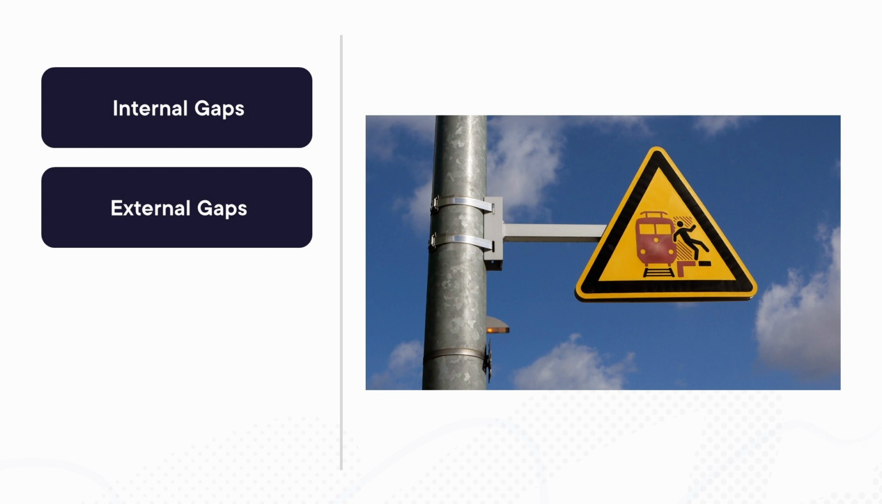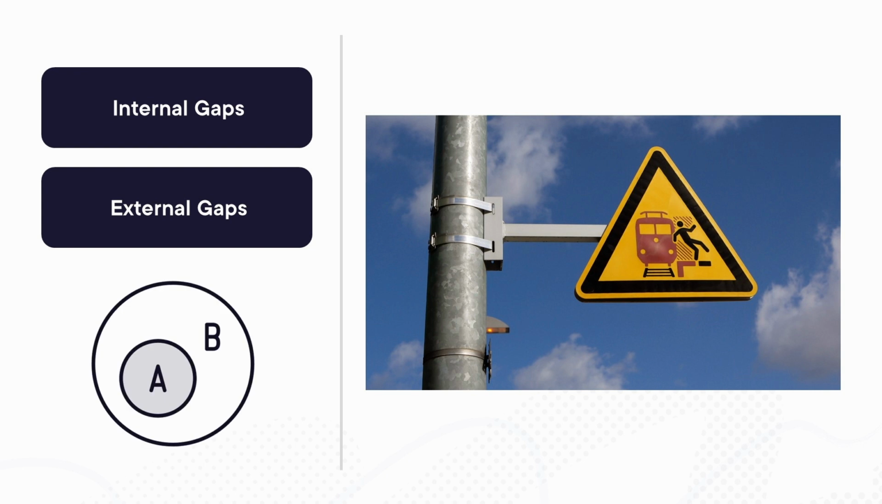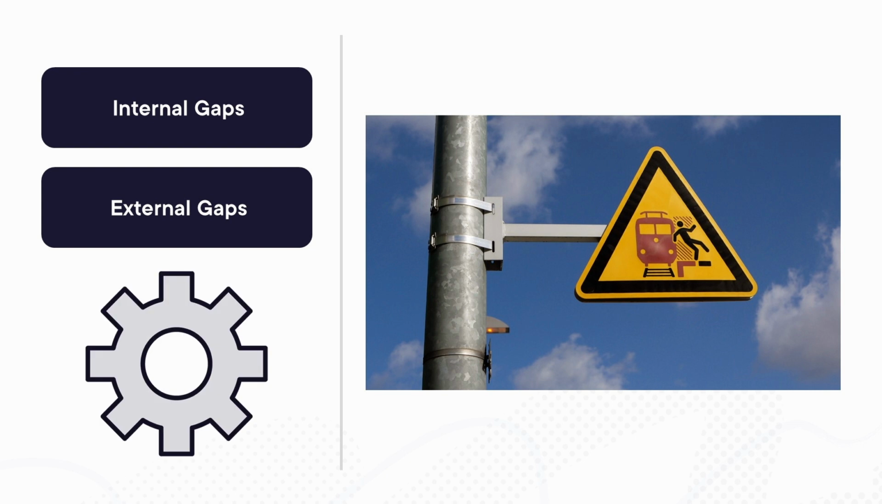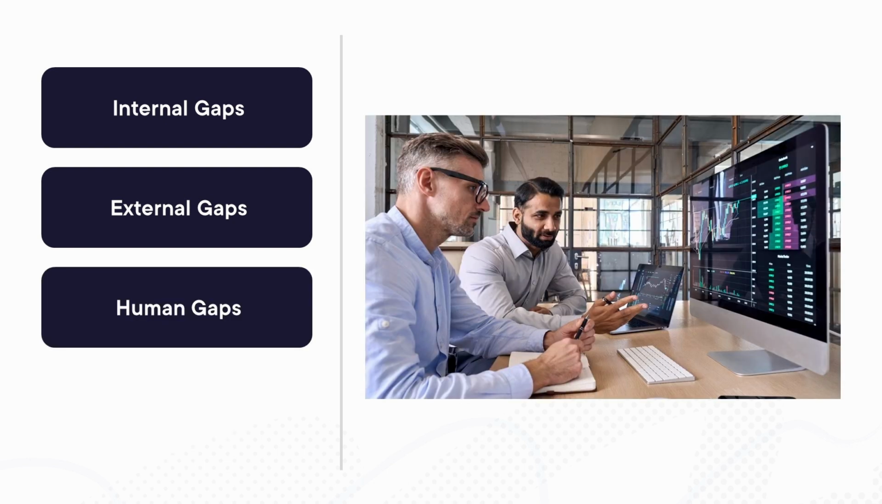This requires you to consider things outside the sphere of your organization's control that could impact the adoption of the change you are attempting to implement. Examples of external gaps might be changes with your competition or changes in governing policies that impact the work you do.